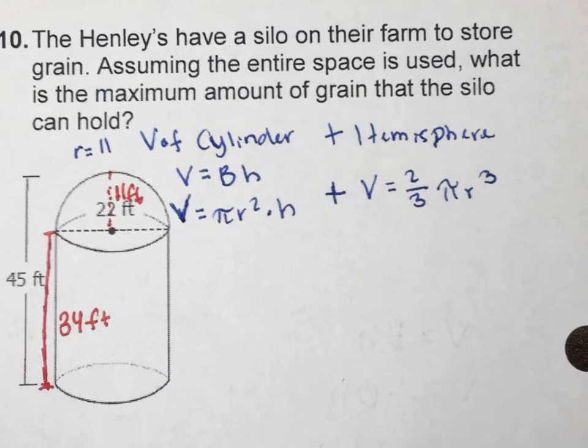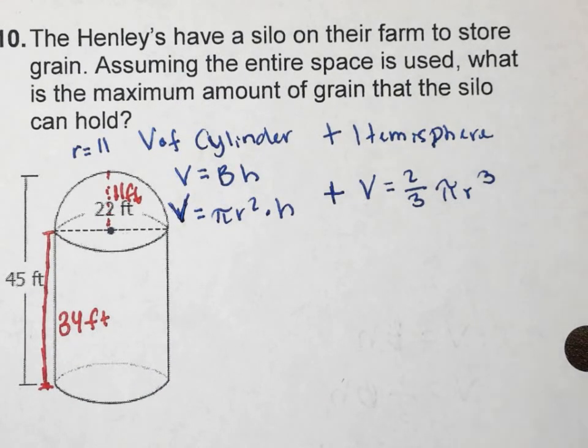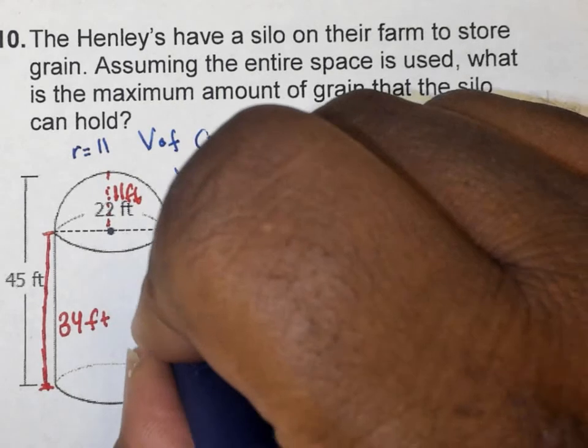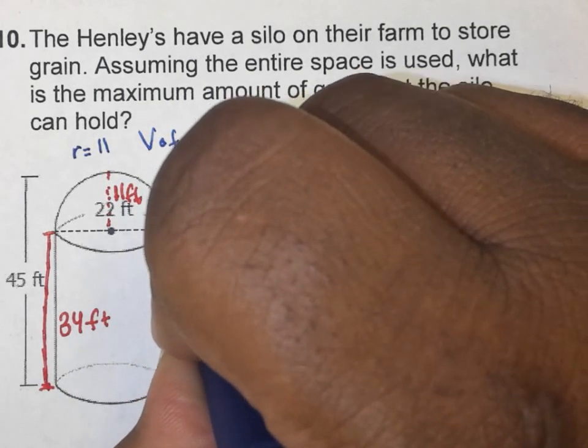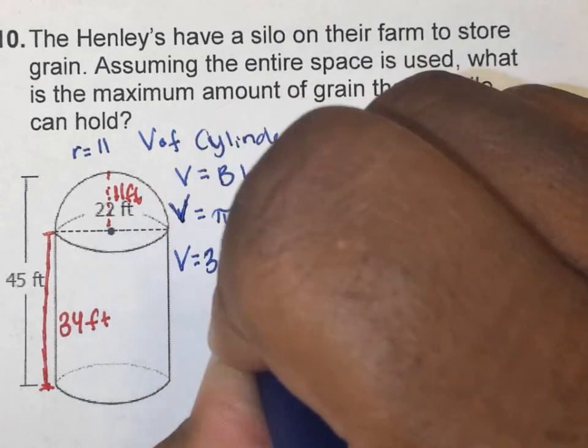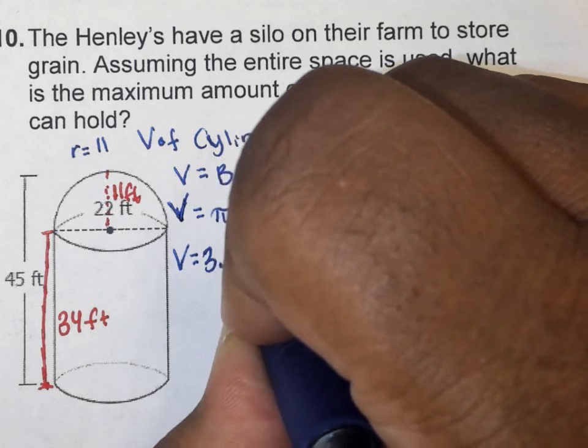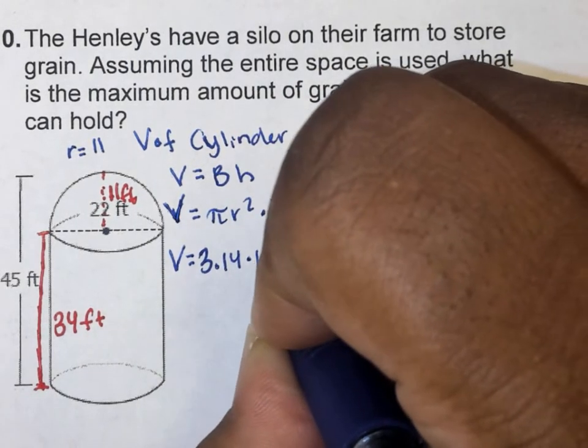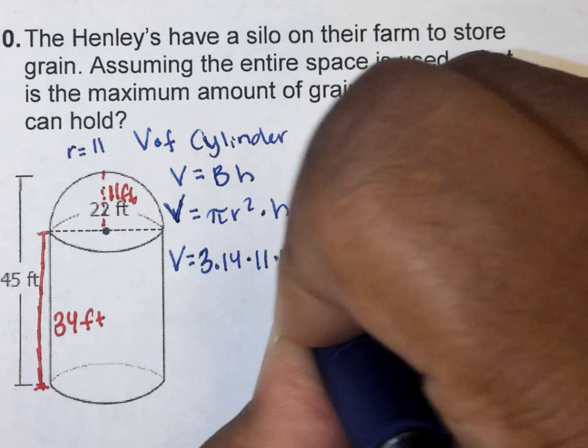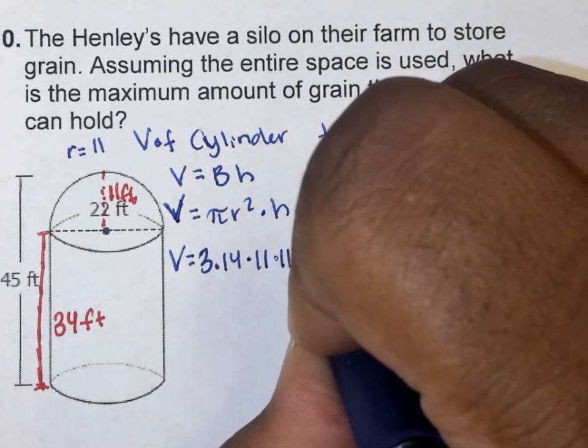Y'all follow that? Plug in. Volume equals 3.14 times 11 times 11 times my height, which was 34.